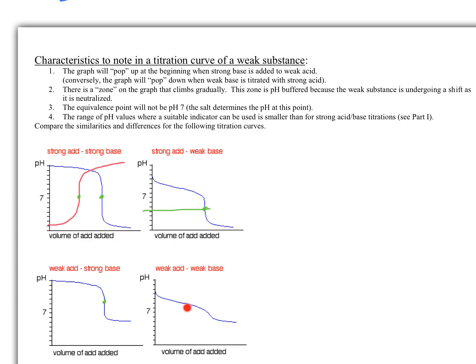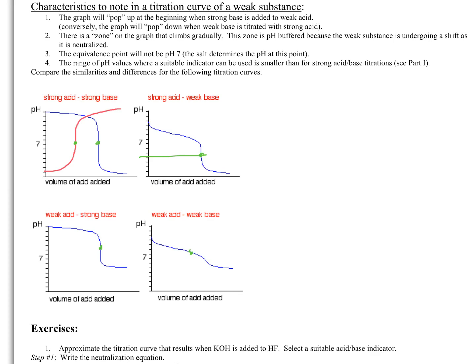And if you add a weak with a weak, the pH should end up around 7, but the data is very difficult to read because you end up with such a gradual change, the equivalence point is hard to catch. So generally we use a strong with a weak or a strong with a strong. So I want you to try the following by yourself and then come back and watch me go through it.